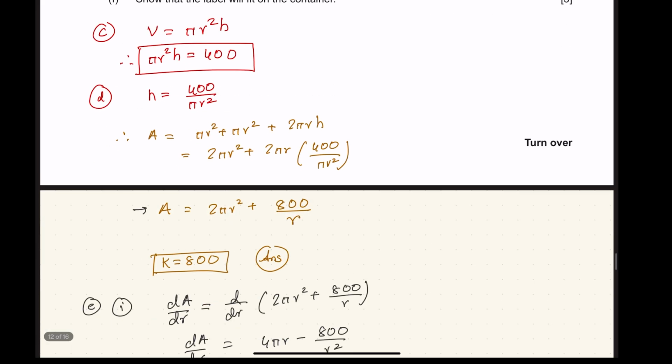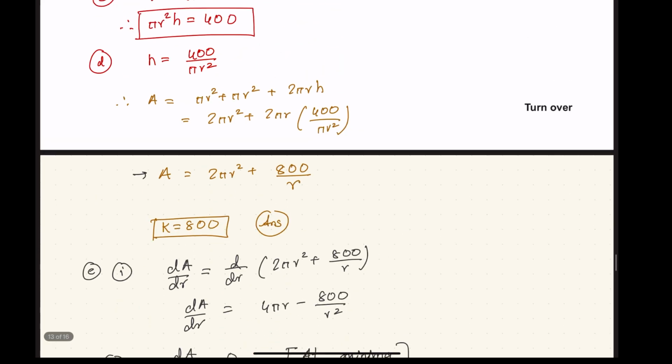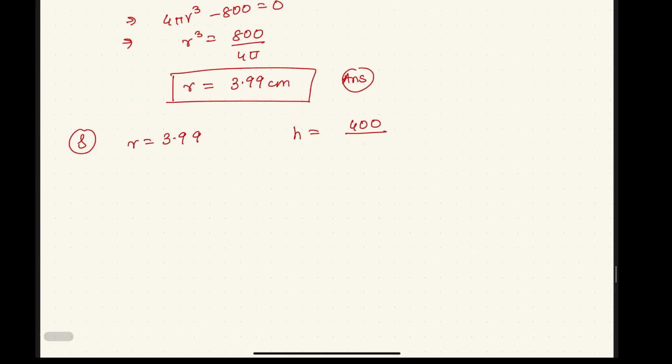So for the label to fit the container, we know r is 3.99. Let's find the height. Volume is 400, so we can use h equals 400 by pi r squared, which is 400 by pi times 3.99 whole squared. So h is approximately equal to 8 centimeters. So r is 4 centimeters and h is 8 centimeters.